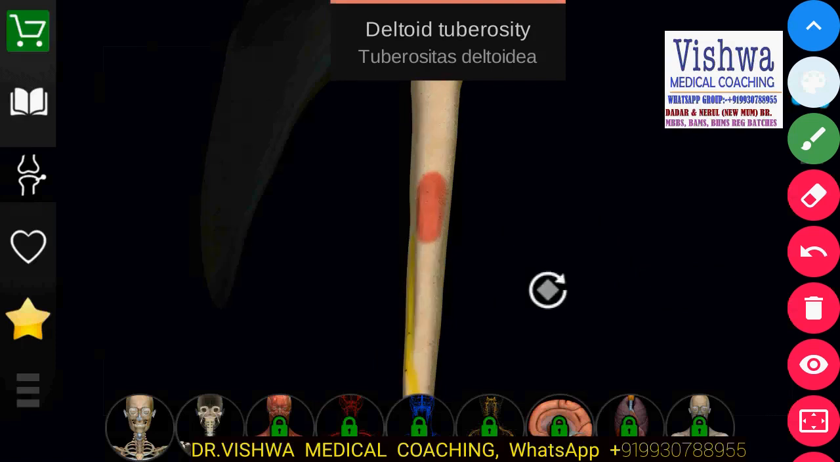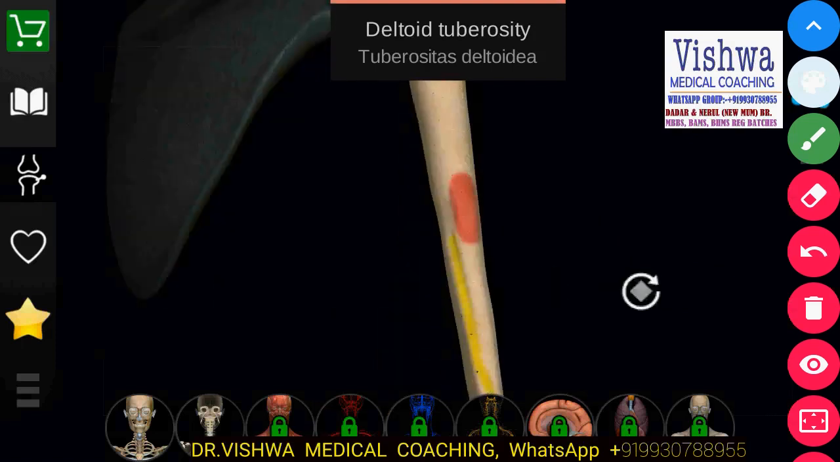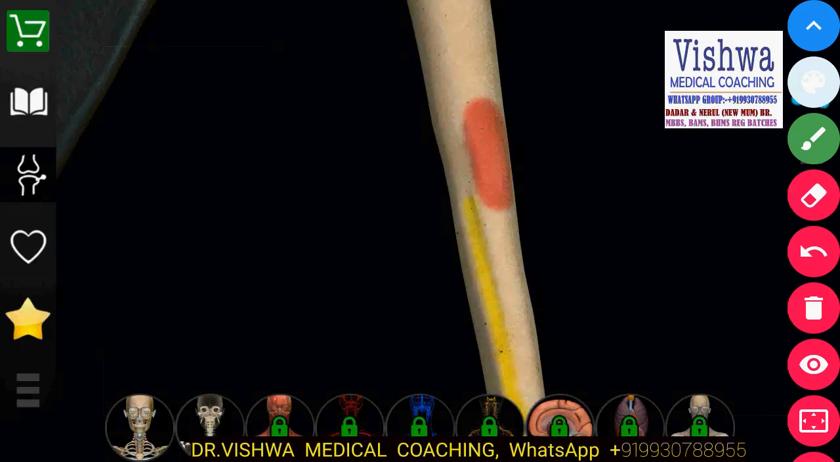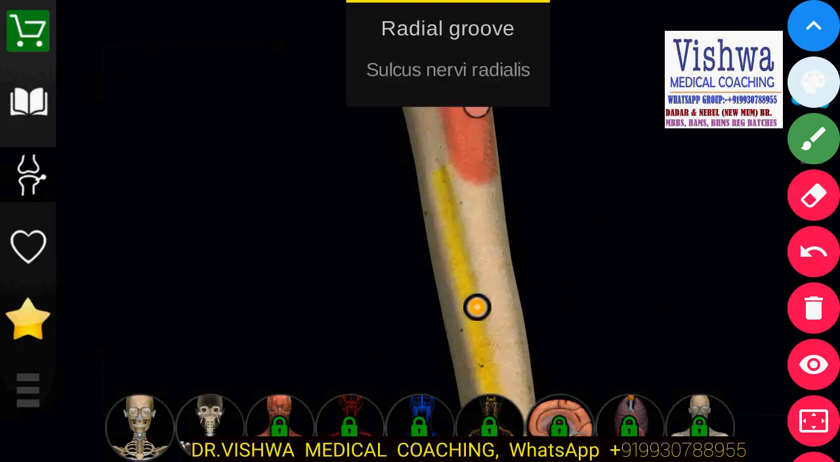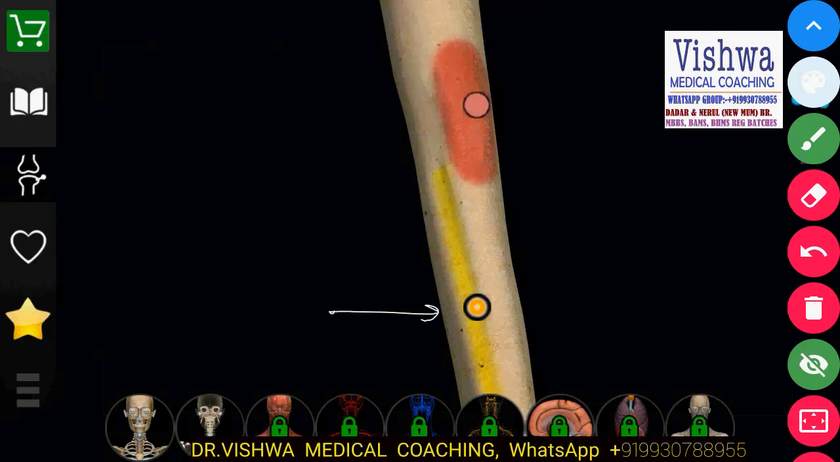The middle part of the shaft, and we can also see a small groove here. Yes, you can easily see a small groove. This is the radial groove, the groove through which the radial nerve passes. Radial groove, a small groove here.